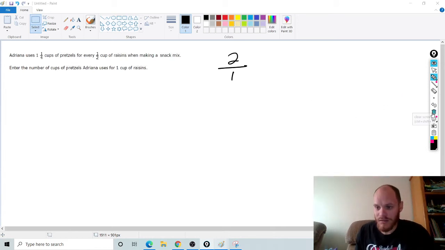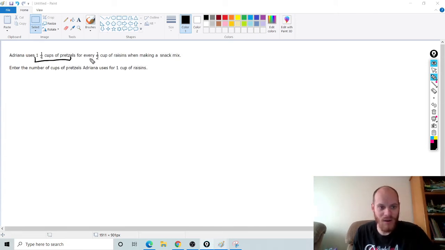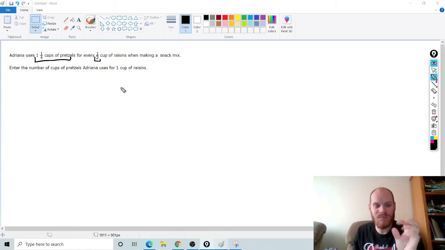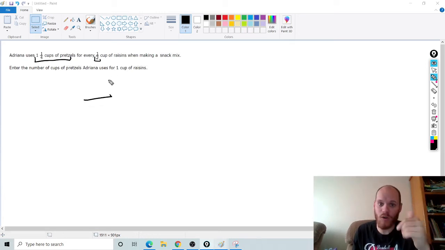This is similar. Using unit rates is super helpful. So this is a question. Adriana uses 1 1/4 cups of pretzels for every 1/2 cup of raisins. It wants to know what is the number of cups of pretzels Adriana uses for 1 cup of raisins. Now that seems kind of easy, and it is, but I'm going to talk about it. You always want to put this in a ratio, or a proportional relationship.